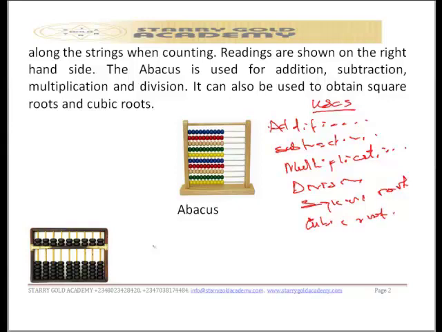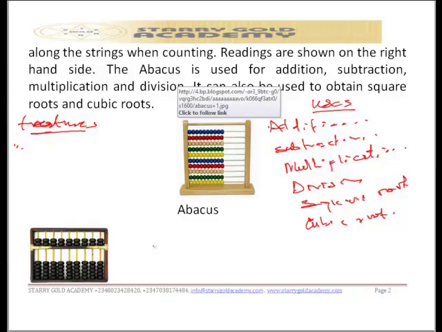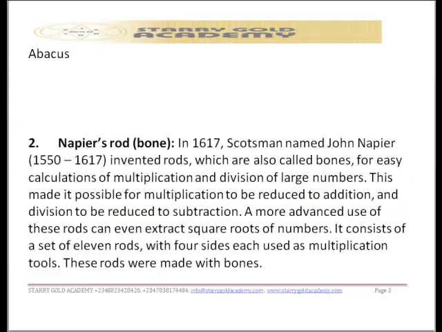Okay. Don't forget that I talked about the features of the abacus. I said the beads are slid along the strings when counting. That's the first feature. And the second one is that the readings are shown on the right-hand side. That is this place. Now let's move to the second computing device. The second one is called Napier rod.